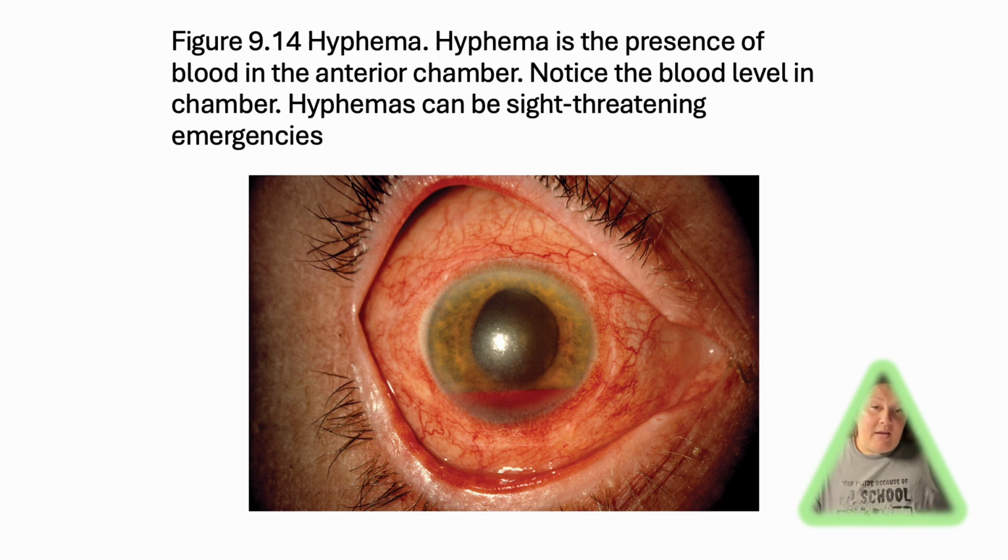This is hyphema. This is a medical emergency. So in the event that you have a patient that has blood within that anterior chamber, that is a medical emergency. If they are not taken to a higher level of care, this is going to apply a lot of pressure on that anterior chamber, and they may lose their eyesight. So this is hyphemas, and hyphemas are medical emergencies.